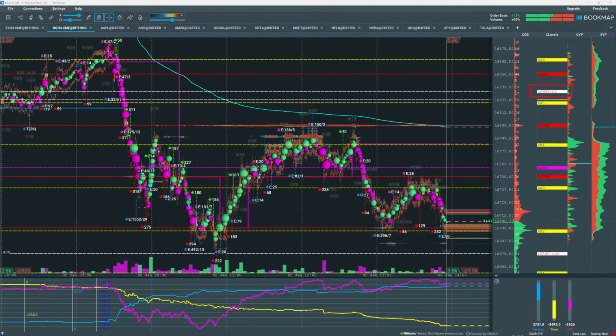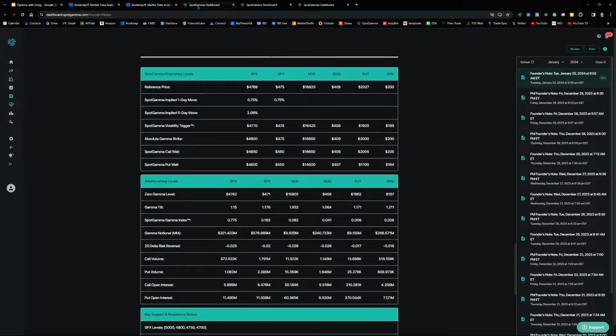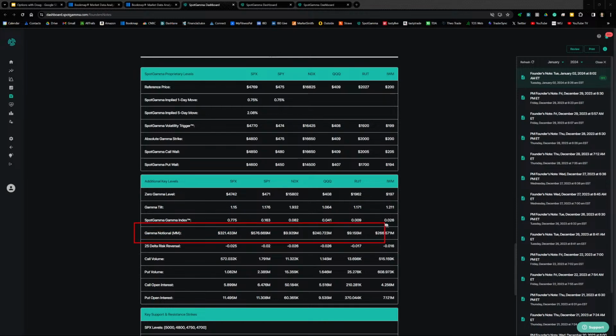All right, let's take a look now and see how market makers are positioned on the gamma curve at the beginning of the day. This is the Spotgamma AM Founders Note, and this is a data table that comes out at the end of the note. I'm going to focus on gamma notional here. This is market makers' position on the gamma curve at the beginning of the day. This is static data. It's updated once a day.